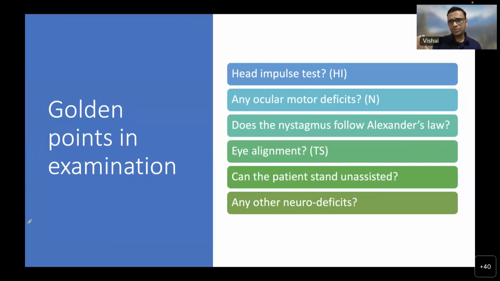For example, if you do a head impulse test out of context, for example, a patient presents with positional vertigo and you do a head impulse test, it is going to come normal, and if it comes normal, you can't label that patient as a central etiology. So it is very important to do certain things in the right context. If it is not done in the right context, you are going to land up with a central diagnosis in every patient.